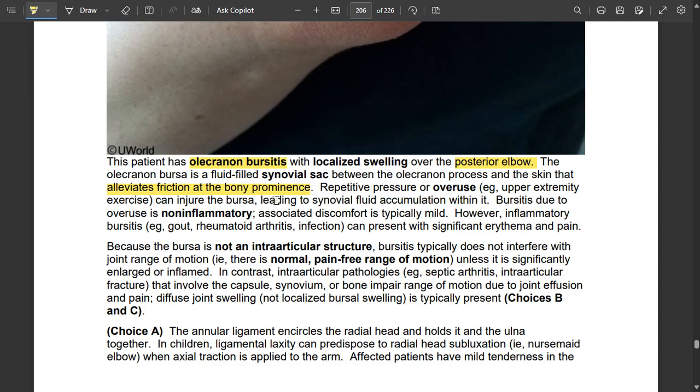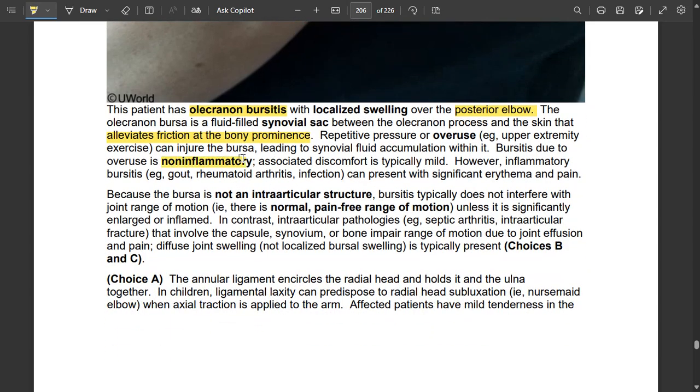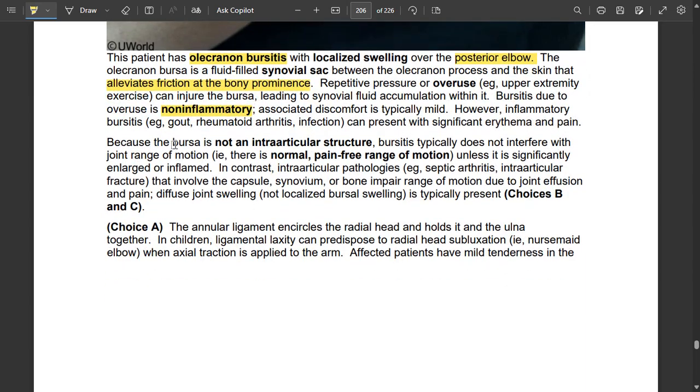Bursitis due to overuse is non-inflammatory. Also, the tenderness and discomfort is typically mild. However, inflammatory bursitis, like gout, RA, or infections, can present with severe erythema and pain. Because the bursa is not an intra-articular structure, so it is not present inside the joint, bursitis typically does not interfere with the joint range of motion. So there is normal pain-free range of motion unless it is significantly enlarged and inflamed.